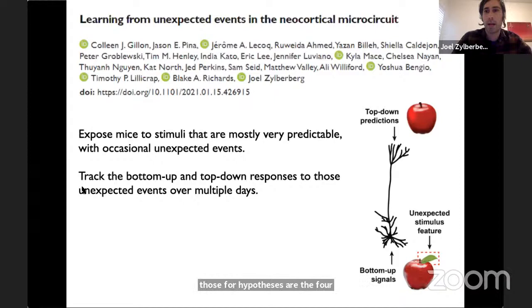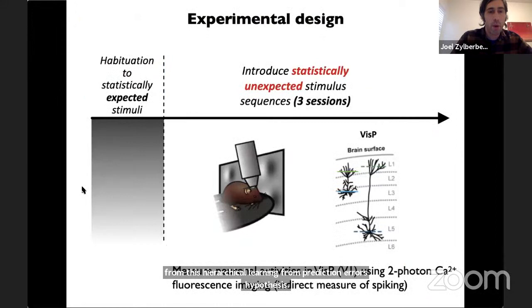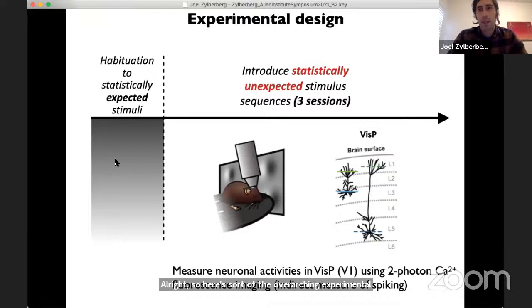Okay. All right, so here's the overarching experimental design. For a long period before the recording sessions, the animals are habituated just to stimuli that have this very regular statistical structure. So it's just the expected stimulus. They see it for a long time. They should be able to form those internal predictions, like the sequence of letters, and start to anticipate what should come next. And then during the recording sessions, we break those predictable structures with rare unexpected events. And while we're doing that, we record either the distal apical dendrites or the cell body activations of either layer 2-3 or layer 5 pyramid cells in primary visual cortex of the mouse.